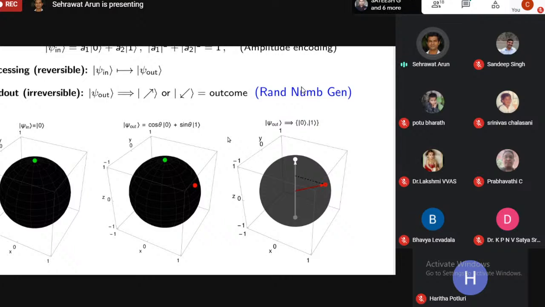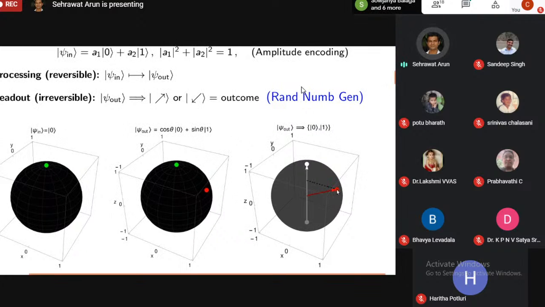So this is how you evolve it, and then suddenly this point will jump either here or here probabilistically. But once it has jumped here, you don't know where this point came from. If I don't know what psi out is, then you don't know where this outcome came from. So this is the probabilistic nature. And if you take 100 particles, a cos theta squared fraction of them will come here, and a sine theta squared fraction of them will come here, which basically means the probability.